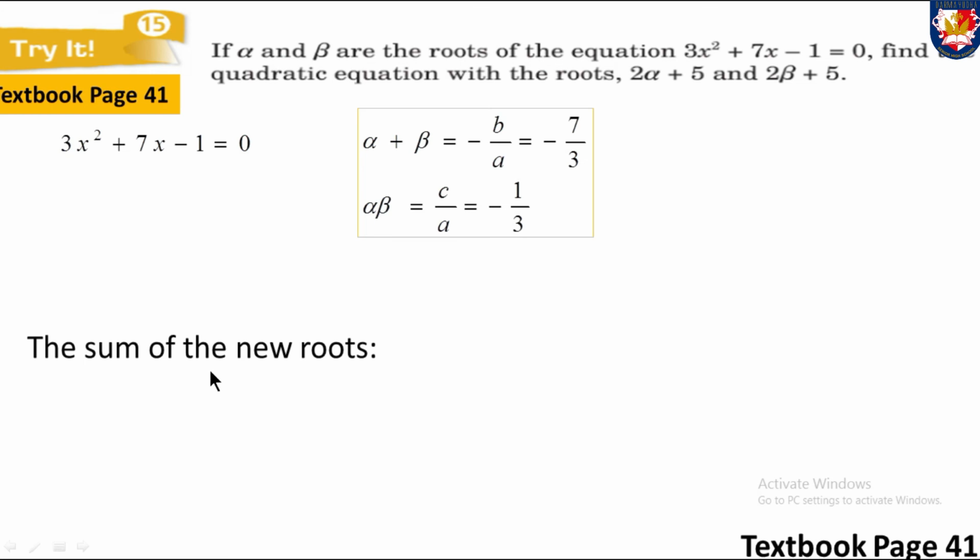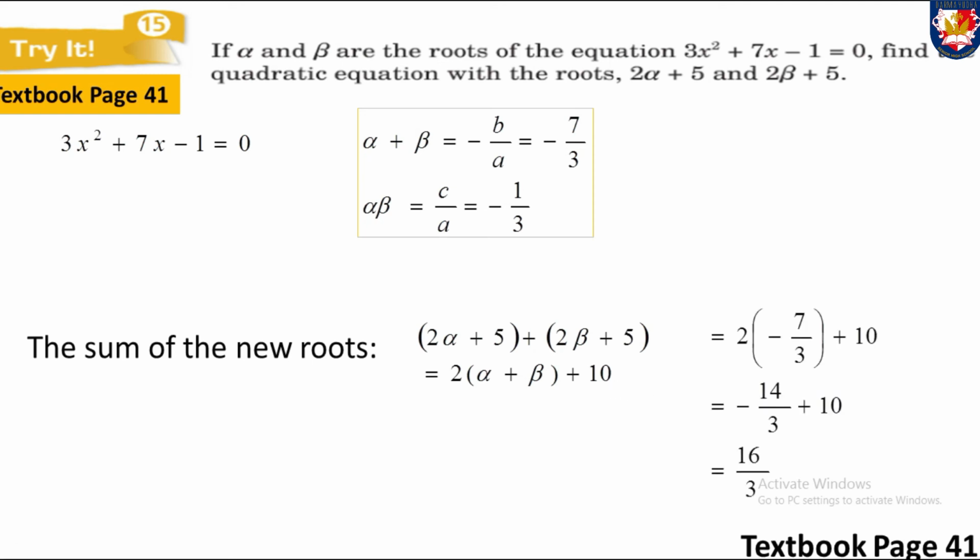So the sum of the new roots is 2 alpha plus 5 plus 2 beta plus 5, which comes from this equation. And we can write it as 2 times alpha plus beta, plus 10. This is the sum of the new roots.